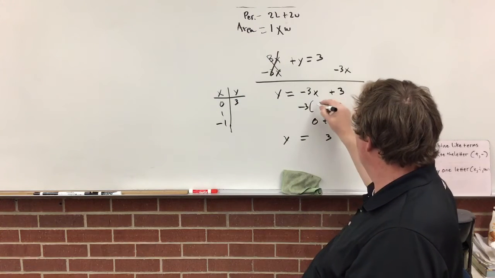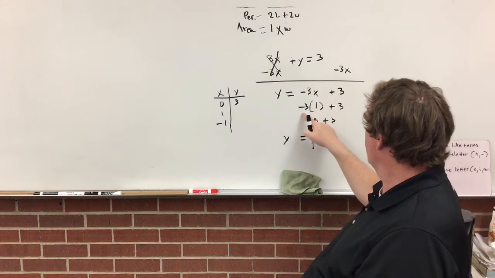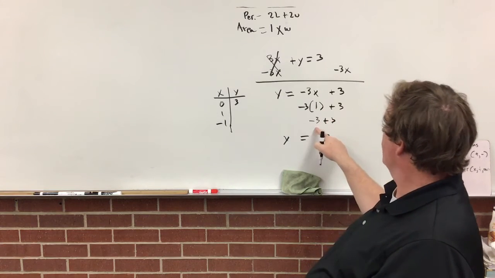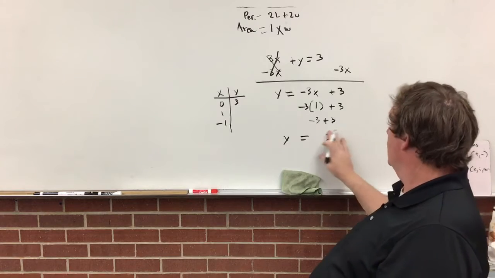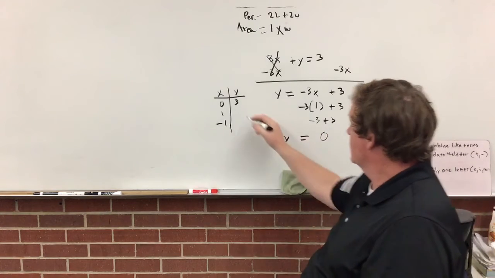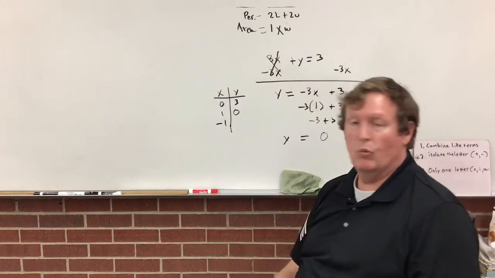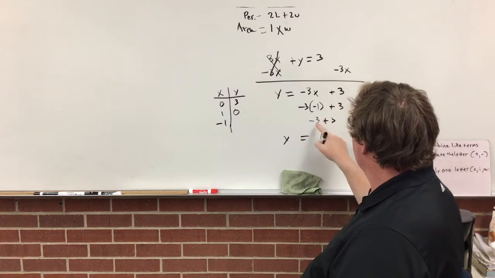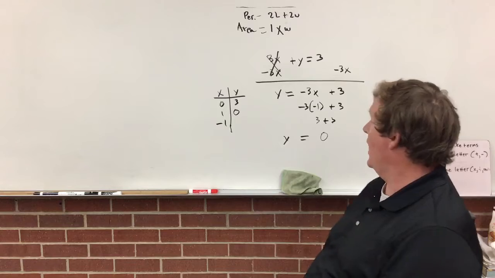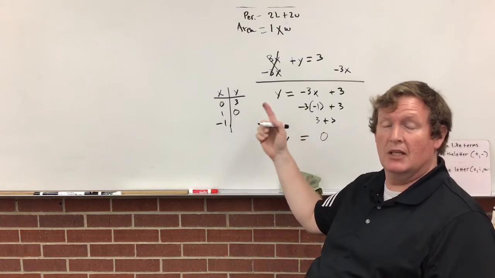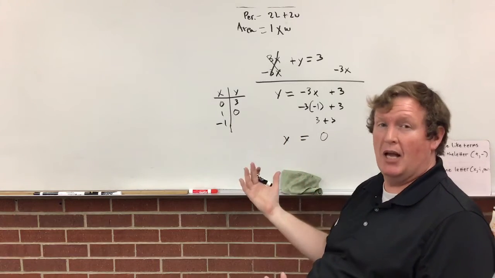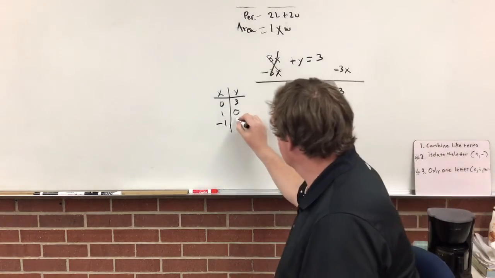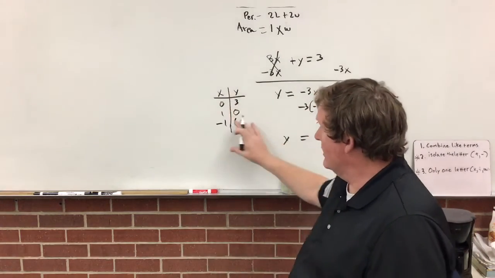Now substitute in 1. Negative 3 times 1 gives me negative 3. A negative 3 plus a positive 3 gives me 0. So my next ordered pair is 1, 0. Last one, put in the negative 1. That becomes a positive 3 now, because a negative 3 times a negative 1 gives me a positive 3. 3 plus 3 is 6. So there, I've made my t-chart.